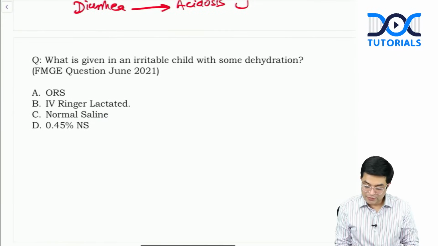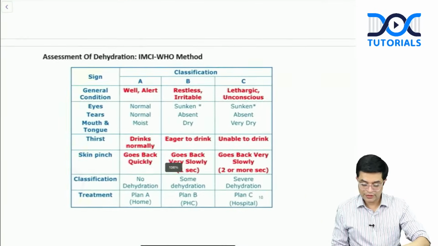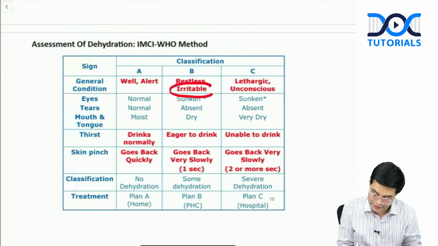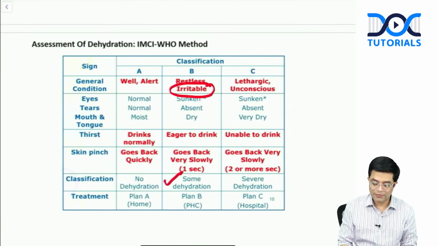What is given in an irritable child with some dehydration? अब इस तरह के question को solve करने के लिए we need to go into the WHO classification of dehydration. This is the WHO classification. The child is irritable, right? Irritable feature is it is a feature of some dehydration.